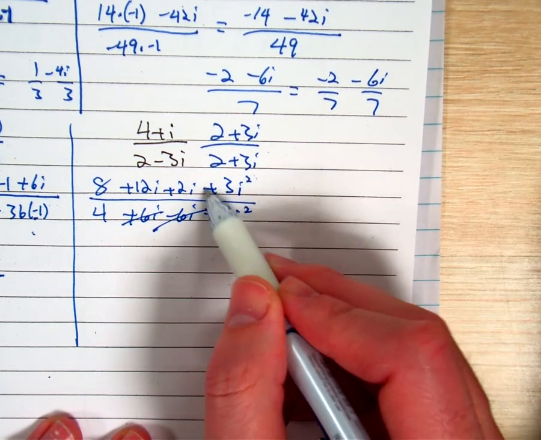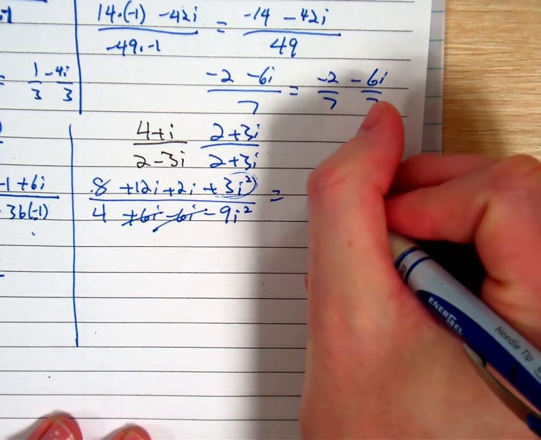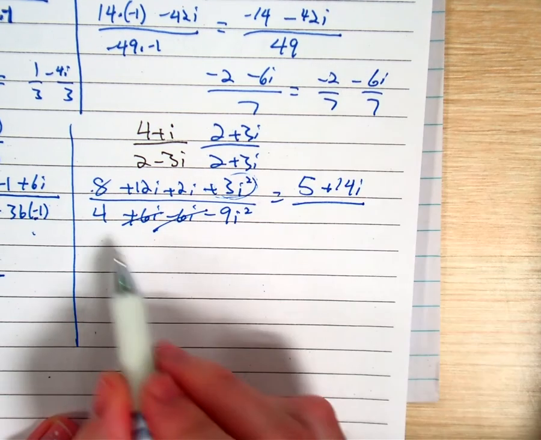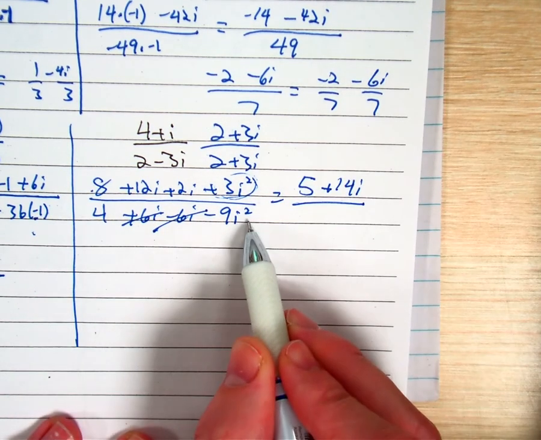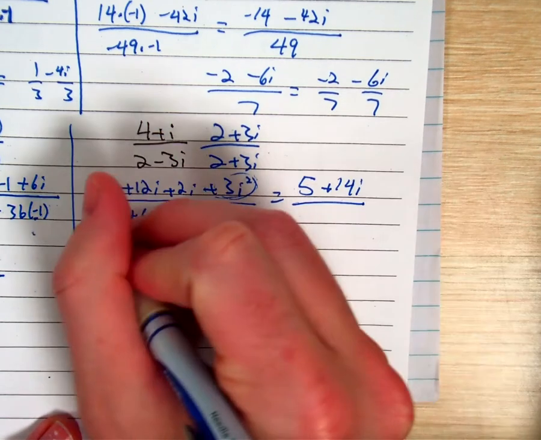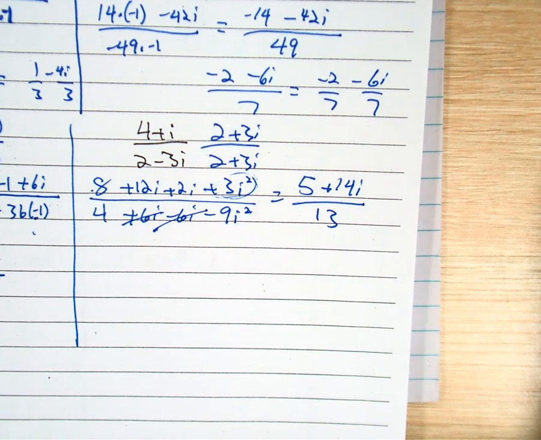Okay, i squared is negative 1. This is going to be a negative 3. 8 and negative 3, we're going to have 5 plus 14i over 4. Negative 1, negative 9, this is going to turn into a positive 9, plus 4 is 13. 5 plus 14i over 13. A little not quite as nice numbers as over here, but it kind of works out because then you don't have to reduce.